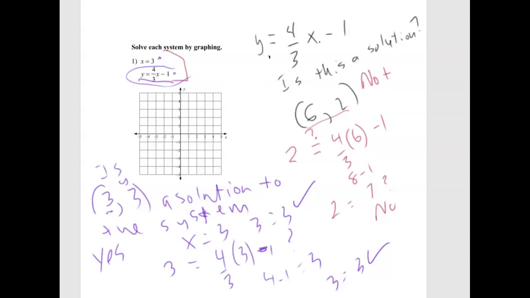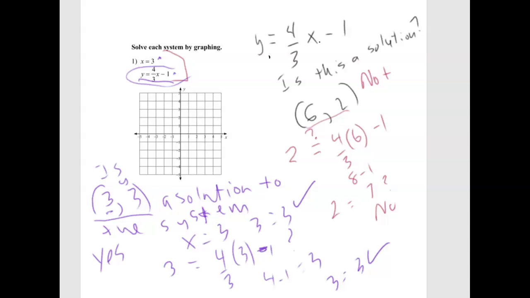All right, that's the first thing I wanted to talk about. Then I wanted to talk about, what if somebody didn't just magically give me this point 3, 3? And I didn't know that that's what made it true. How can I find it by graphing? We're not going to do a lot with this, but I want you to understand what finding a system of equations means to a graph.